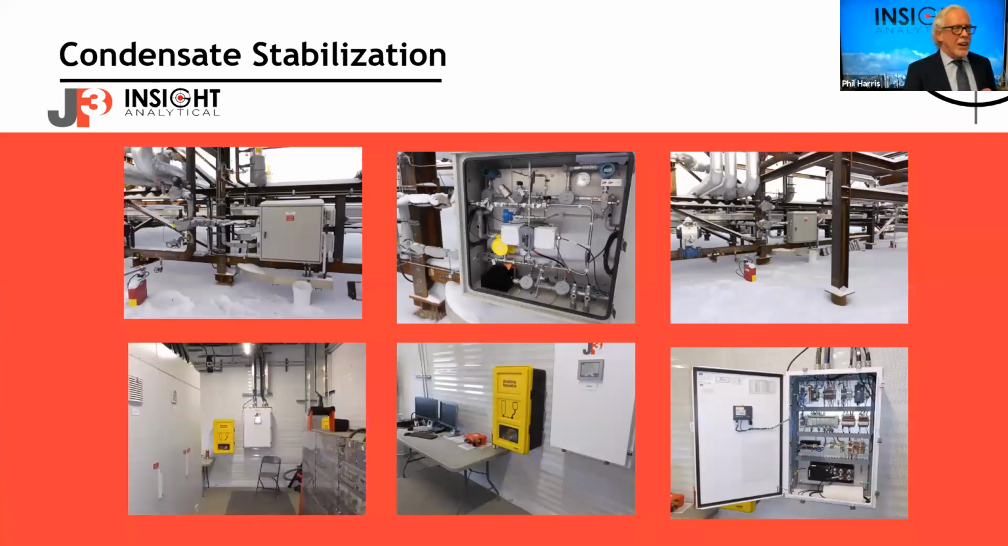There we go. So this shows an installation of a condensate stabilizer in Canada. Cold outside, so they have this heated enclosure. You can see the heater sitting down here. The same flow cell, same sort of flow paths.